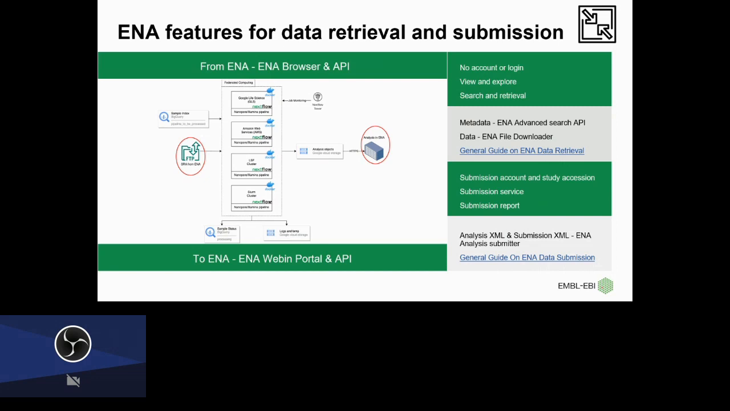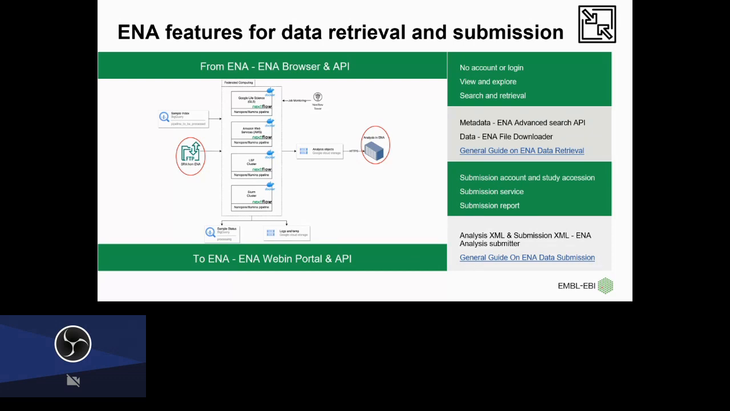So to get the data, you don't need an account or login, and we have the ENA browser. You can view and explore the data, as well as search and retrieve this smaller set of the data in the web UIs. And then the metadata and large amounts of data you can download via the REST APIs and or some more generic downloading tools.